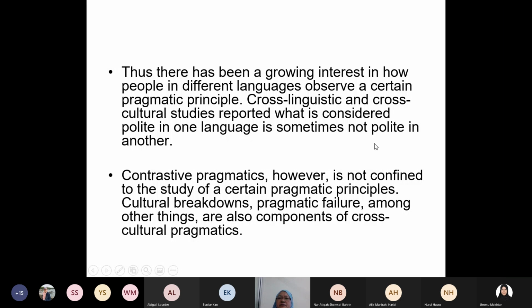Thus, there has been a growing interest in how people in different languages observe a certain pragmatic principle. A lot of studies look at cross-linguistic or cross-cultural effect on things. Cross-linguistic and cross-cultural studies reported what is considered polite in one language is sometimes not polite in another. Can you think of something? What is polite in one language and not polite in another language?